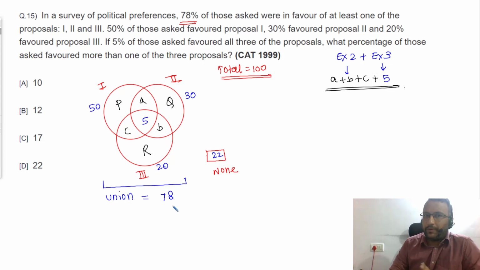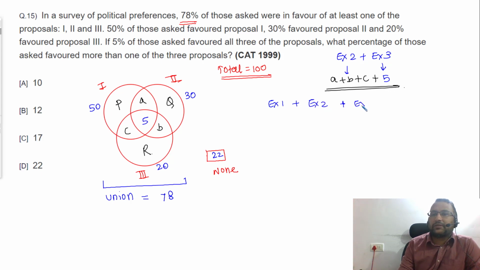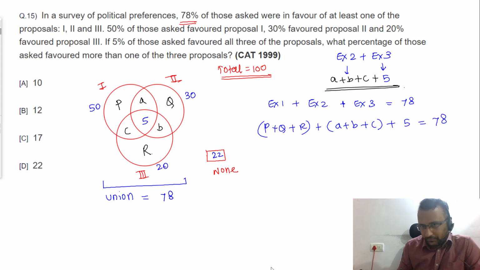So over here we need to make the equation. Union is equal to 78. So the equation that we can make is exactly 1 plus exactly 2 plus exactly 3, and this addition is equal to 78. So the equation is P plus Q plus R, plus A plus B plus C, plus 5 for exactly 3, is equal to 78. This is the first equation that we got.